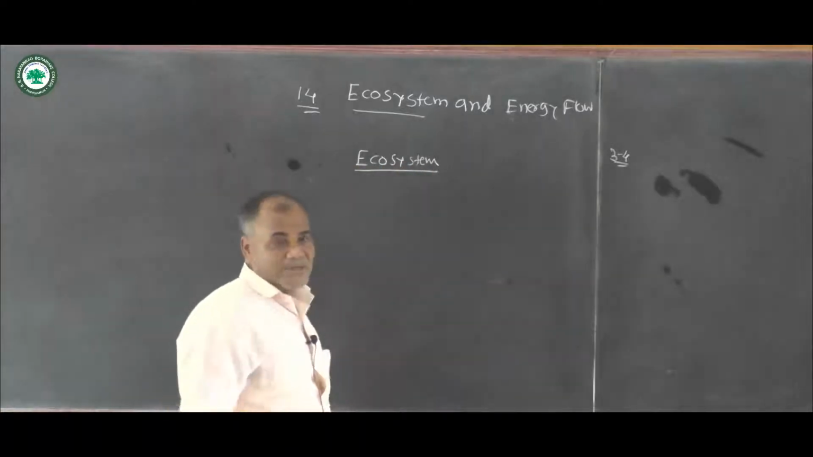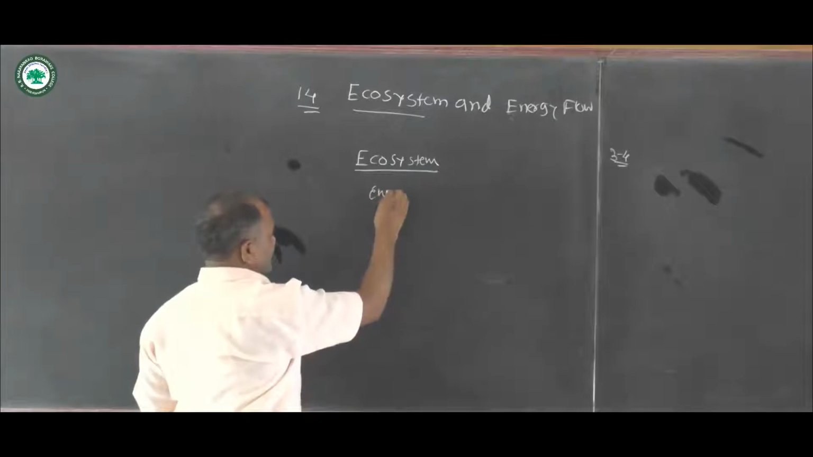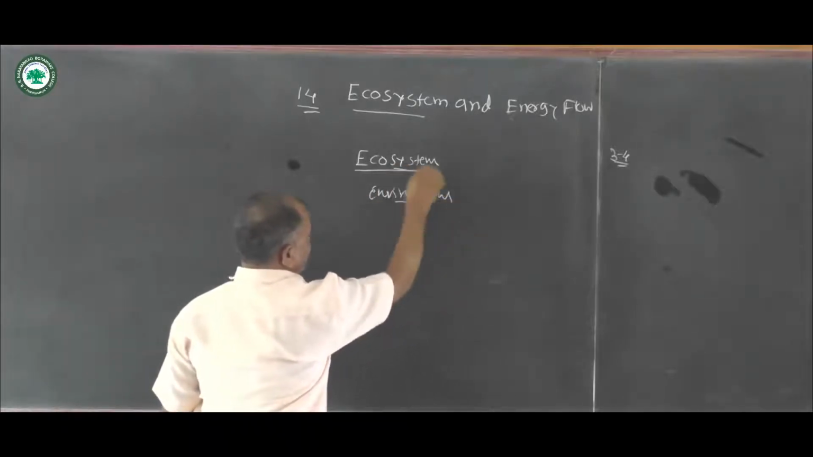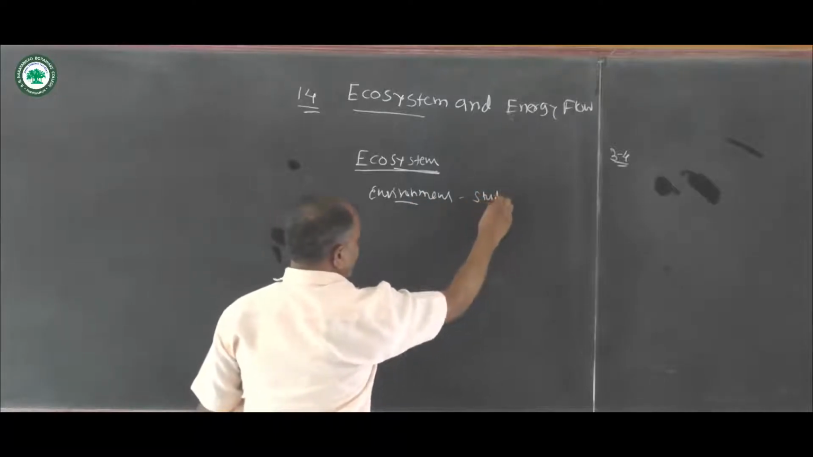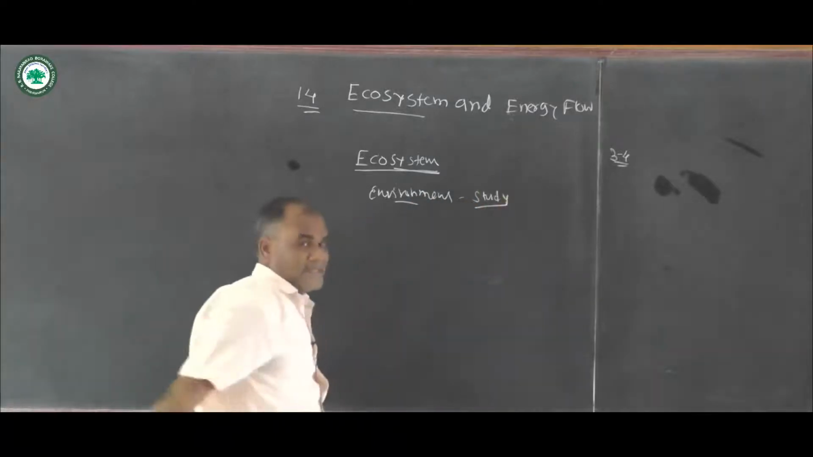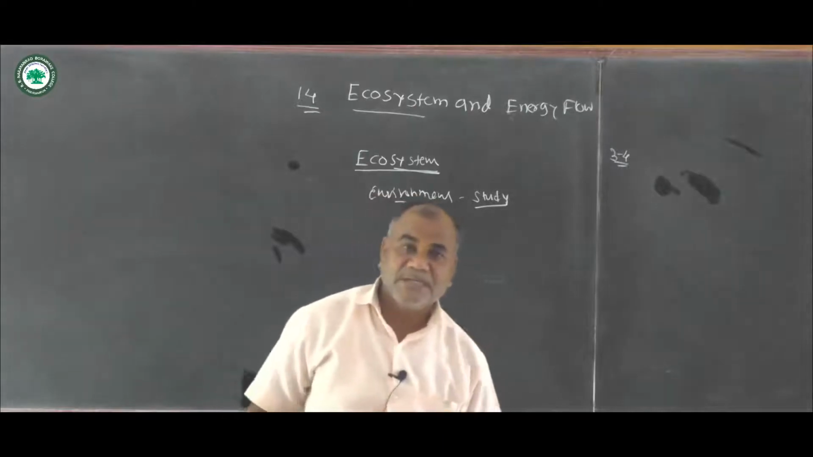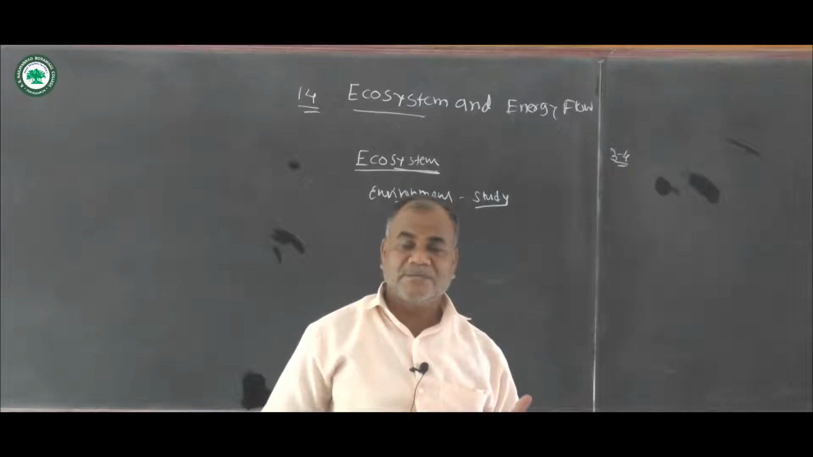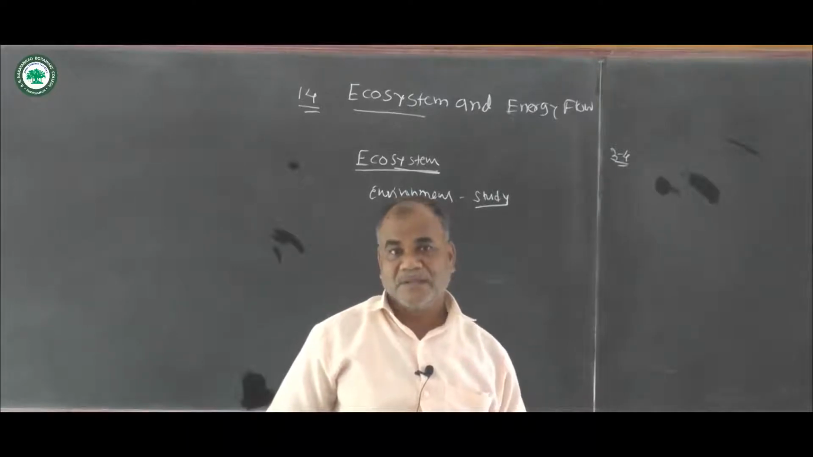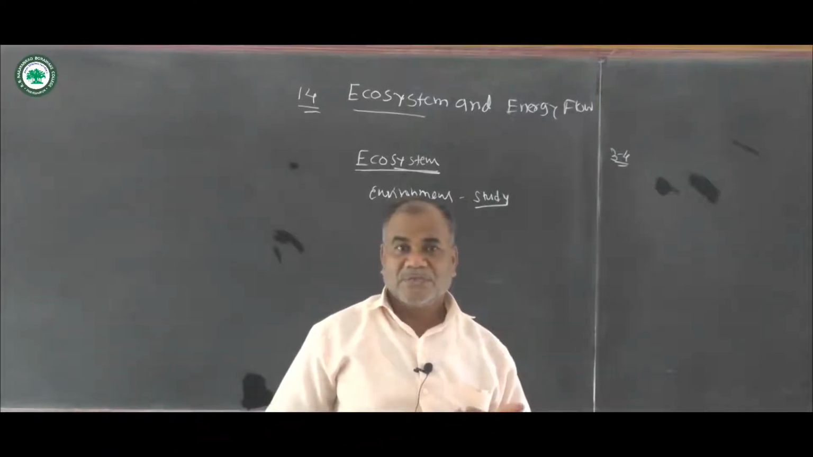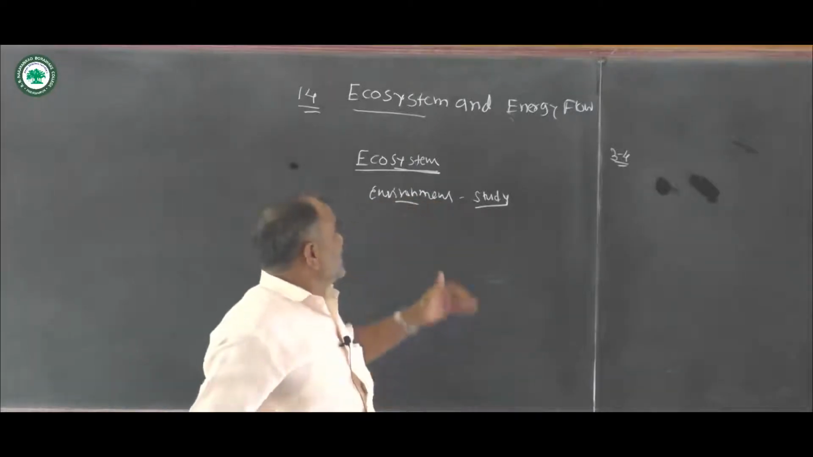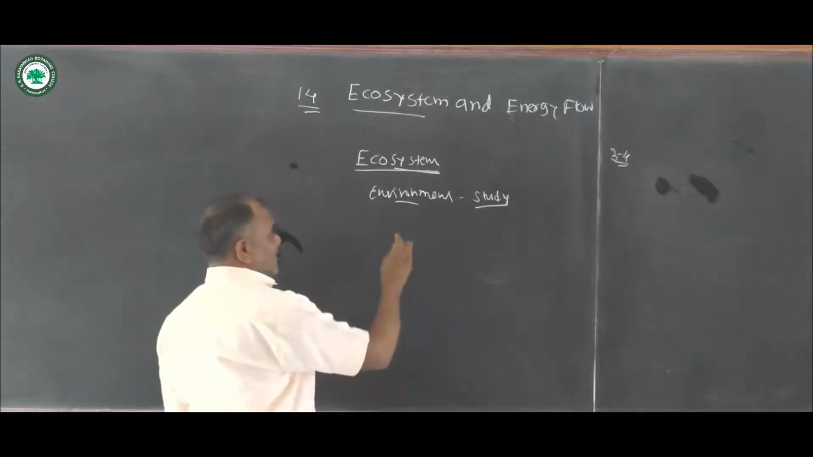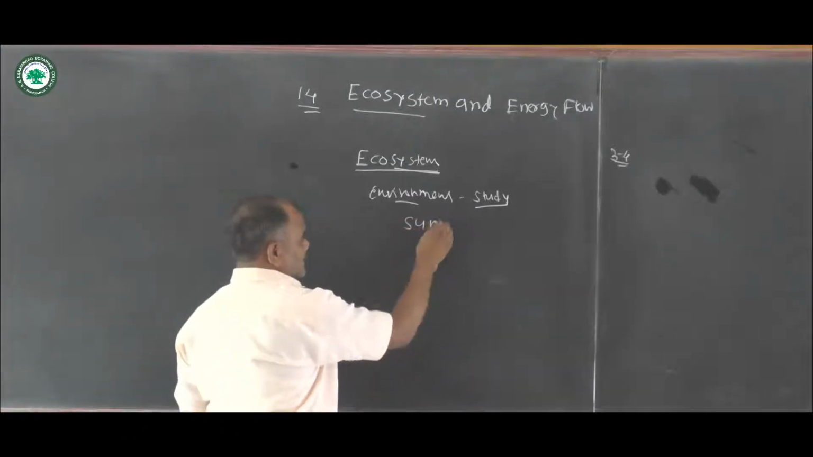What is eco? Eco means the environment, and ecology is the study of the environment. Because in this environment, from unicellular to multicellular living organisms, biotic and abiotic, all types of components can be seen. For the study of these components, the major energy source all over the world is the sun.